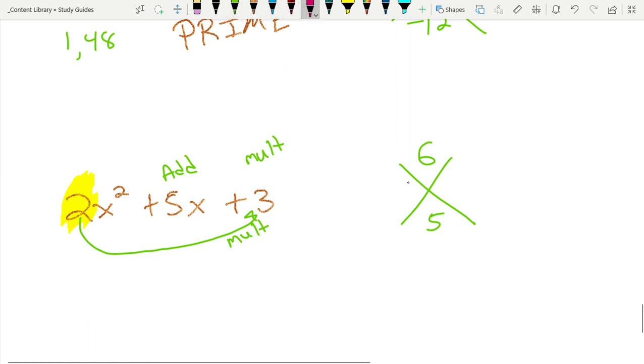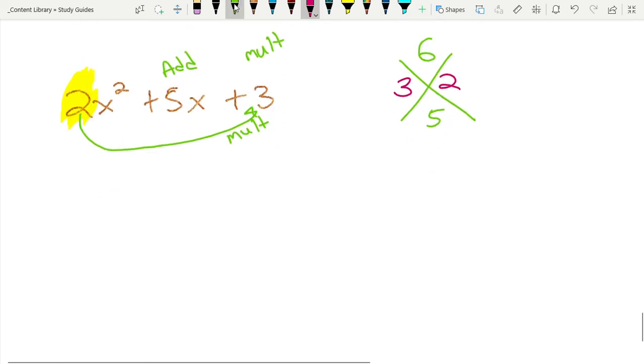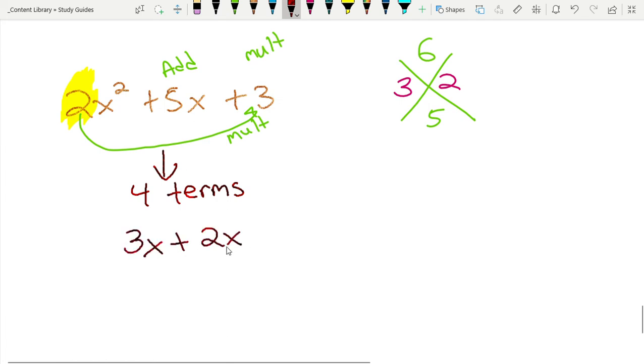Now we fill in the diamond like always. So 3 and 2 add to 5, multiply to give me 6. But here's where the new step comes in as well. You have to turn your original into 4 terms. Well, we've got 3, so how are we going to do 4? Look at the 3 and the 2. 3 and 2 put together make a 5. So that's going to be your 3x and your 2x. That makes your 5x. We drop down the original 2x squared, drop down the original 3.